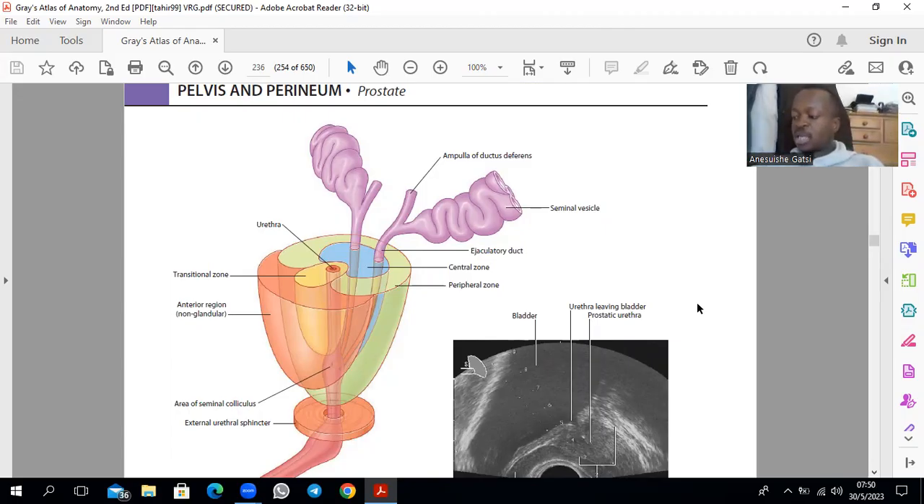Then you also need to know that of those zones, you have peripheral zone, central zone, and a transitional zone. Cancers are common in the peripheral zone. So we say PC to remember.